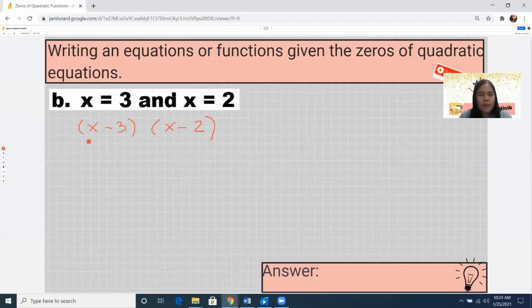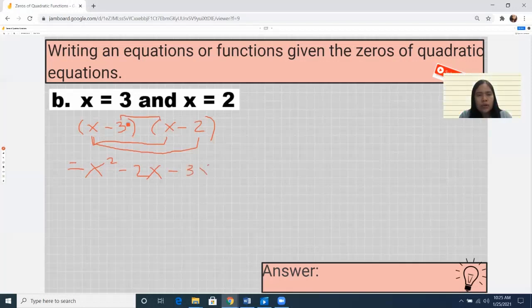Then we apply the FOIL method. The first terms give x squared, because x times x is x squared. The outer terms, x times negative 2, give negative 2x. The inner terms, negative 3 times x, give negative 3x. The last terms, the two constants: negative 3 times negative 2 is positive 6. Take note of that: negative times negative is positive.